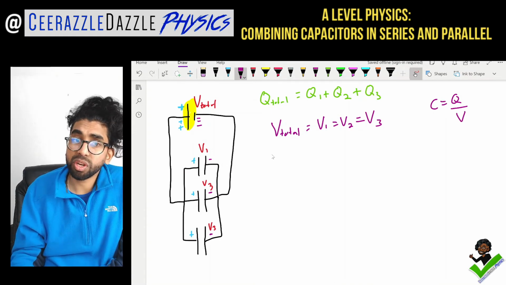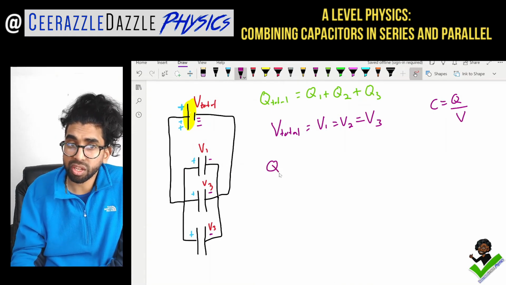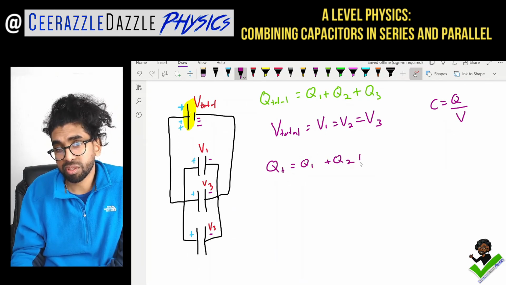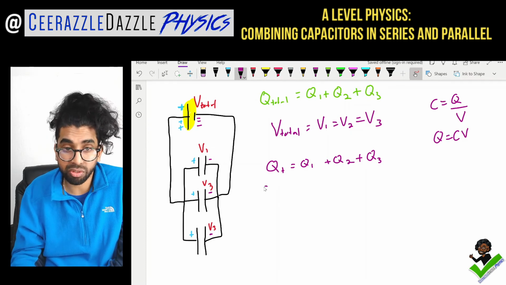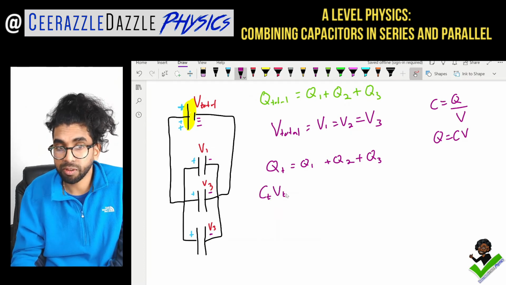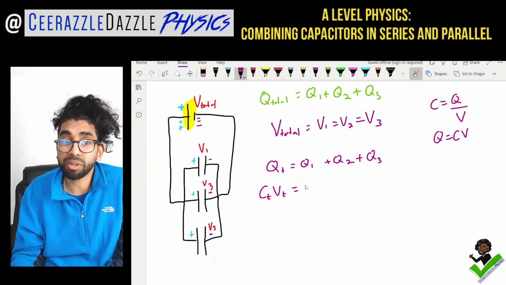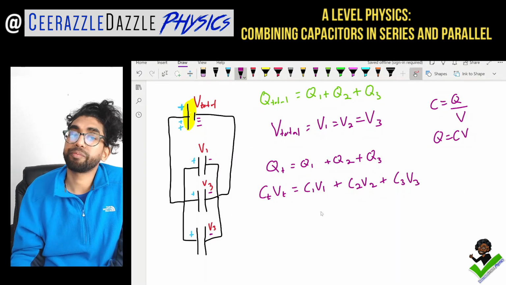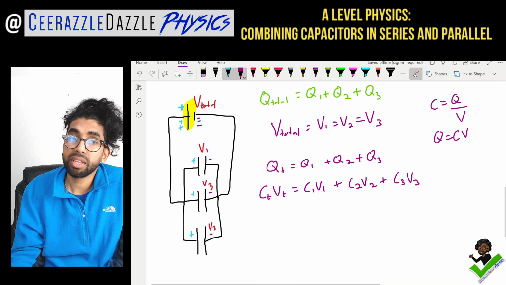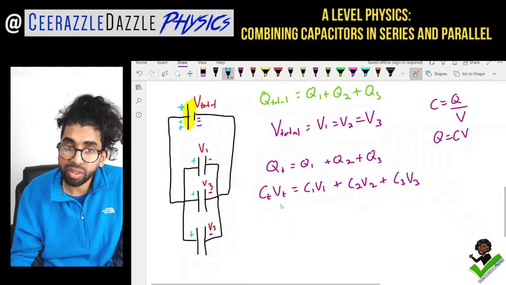Now let's go back to the equation at the top. So I'm going to use this equation: Q total is equal to Q1 plus Q2 plus Q3. Now I'm going to use the formula Q is equal to C times V and plug that everywhere. So QT is going to be equal to CT VT, which will be equal to Q1, now replaced by C1 V1, plus Q2 equal to C2 V2, plus C3 V3 over here. Everyone happy?